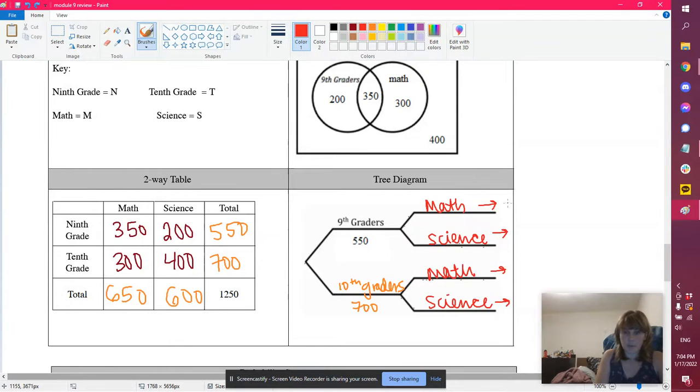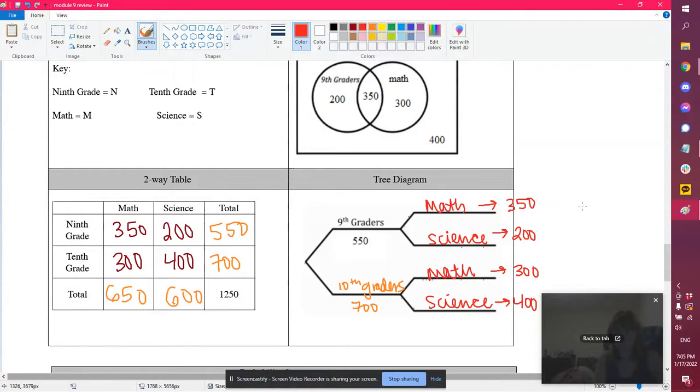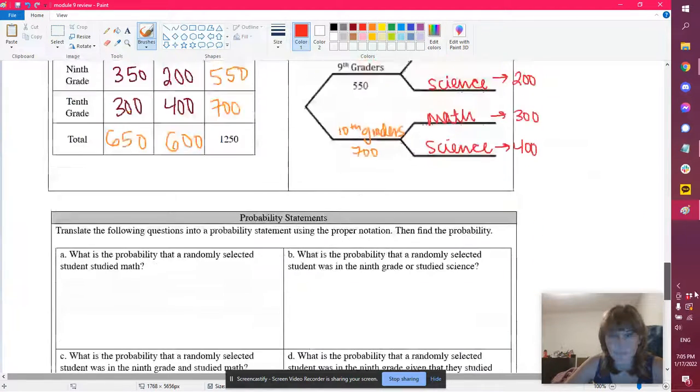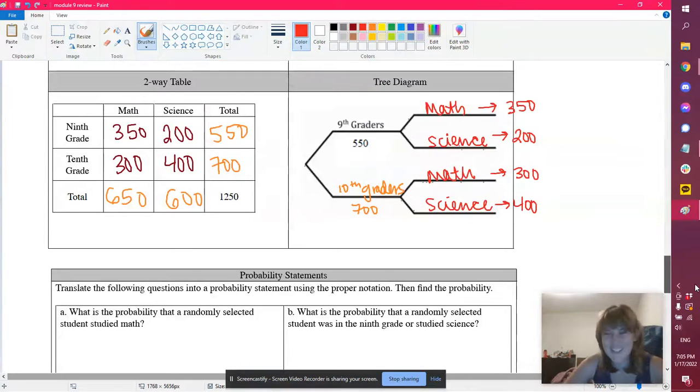Ninth graders who are into math is 350. Ninth graders into science is 200. 10th graders into math is 300. And 10th graders into science is 400. Again, these four numbers showing up all over the place. And then this shouldn't surprise us. We're going to do some probabilities, right?